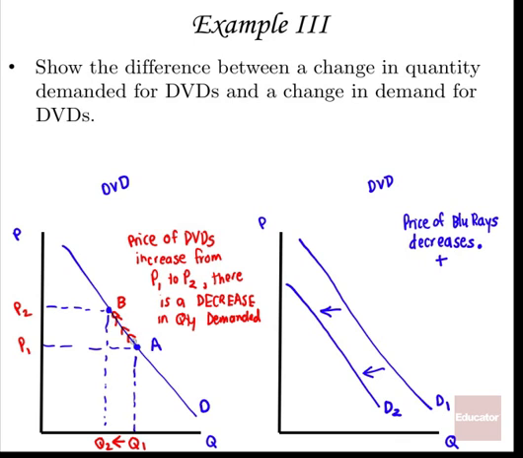whereas when you only increase the price, there's a change in quantity demanded. Again, this is a very important concept, so make sure that you see the difference here between a shift in demand versus a change in quantity demanded.